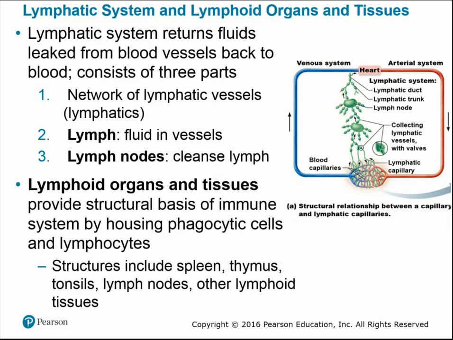So these lymphoid organs and tissues provide the structural basis of our immune system because they're going to house a lot of our phagocytic cells and lymphocytes. So a lot of our immune cells are going to live within these lymphatic organs and tissues. So some lymphatic organs and structures we'll look at include the spleen, the thymus, tonsils, lymph nodes, of course, and then a few other lymphoid tissues.